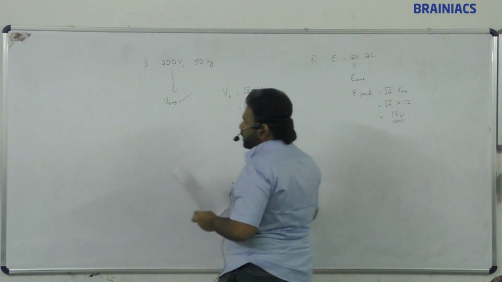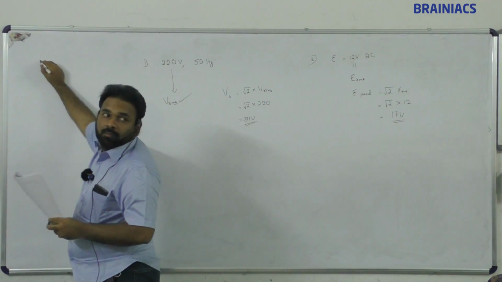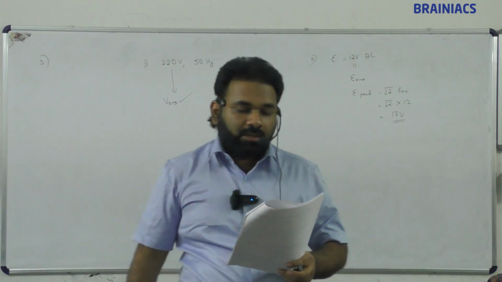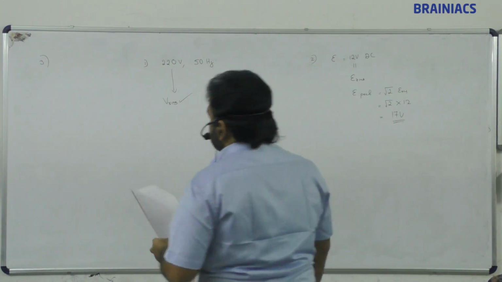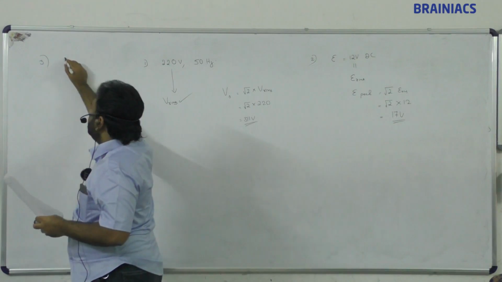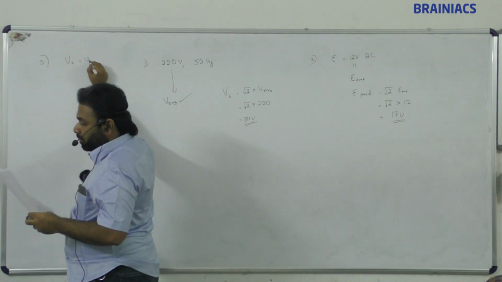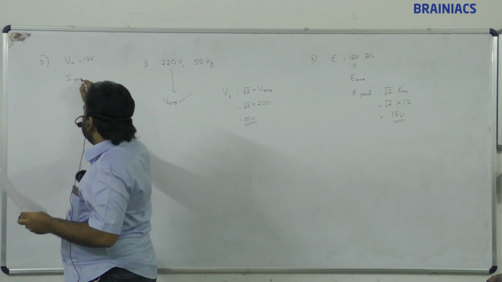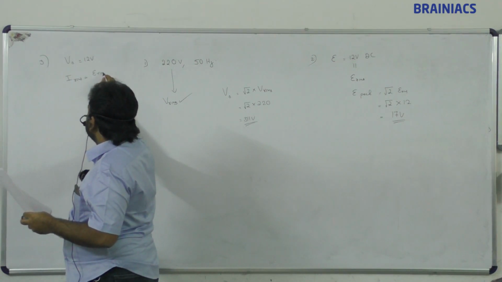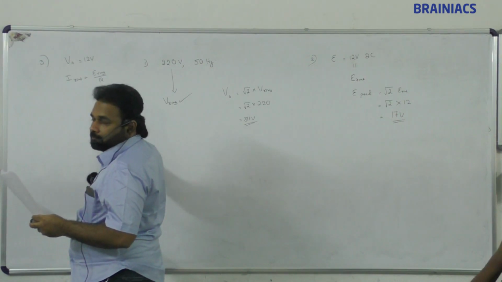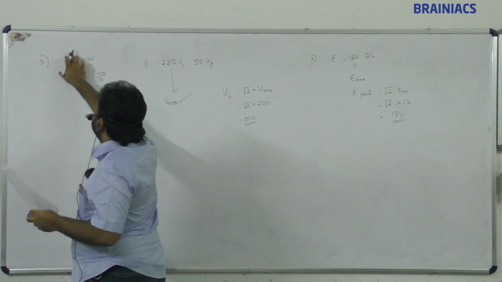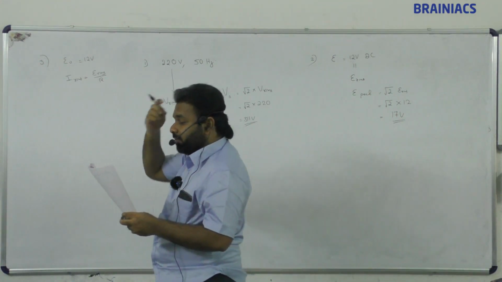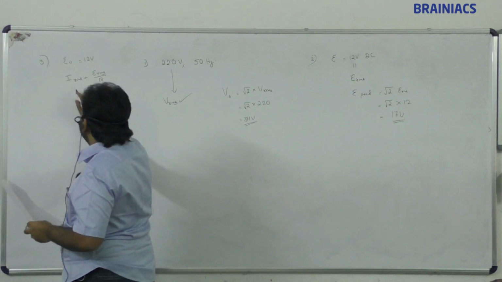Okay, fine. Third question. The peak value of an alternating voltage applied to a 50 ohm resistor is 10 volt. So V naught is equal to 10 volt. Find the RMS current. IRMS is actually ERMS divided by R. This is the peak value E naught.